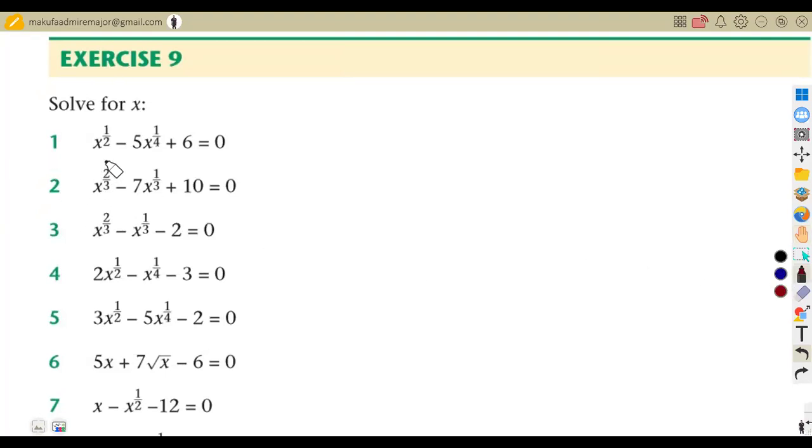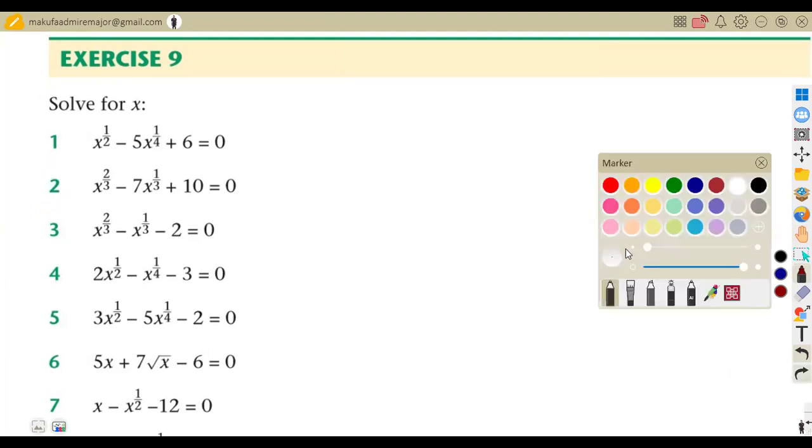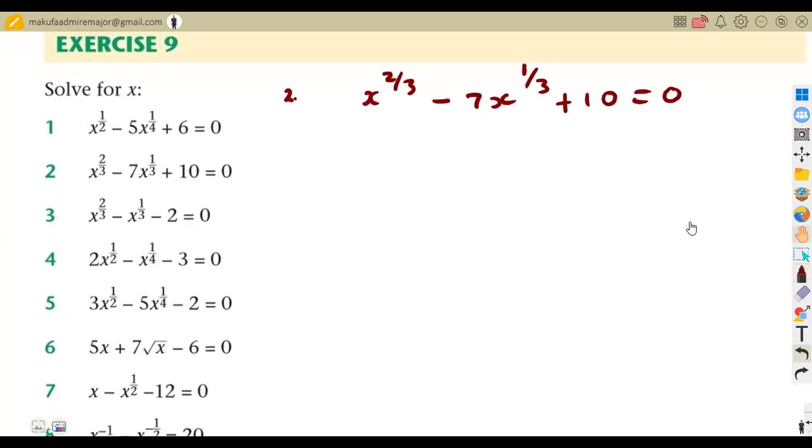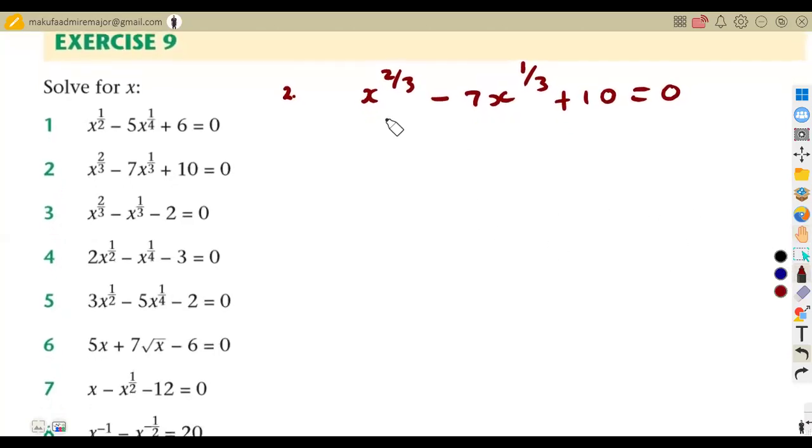So you see that we are going to formulate quadratic equations at the end. That is what you're going to formulate. So if we check on number 2, this is given as x to the exponent of 2/3 minus 7x to the exponent of 1/3 plus 10 is equal to 0. Like I said, you can even solve directly without introducing the K method, but for the sake of understanding, I'm just going to work with the K method.